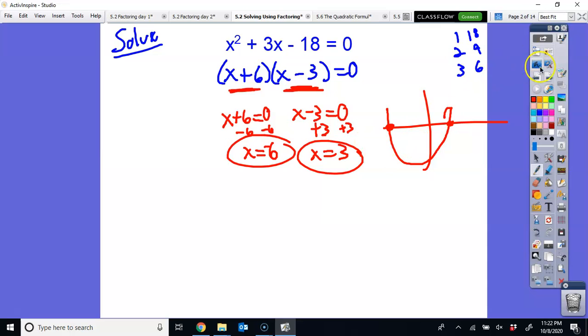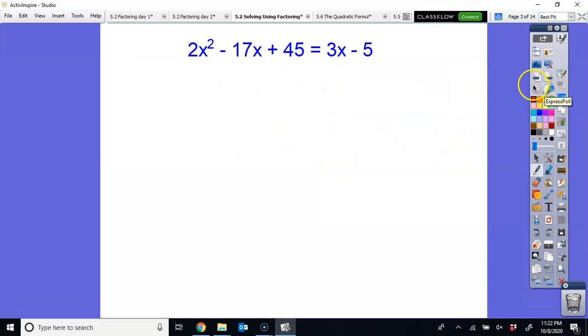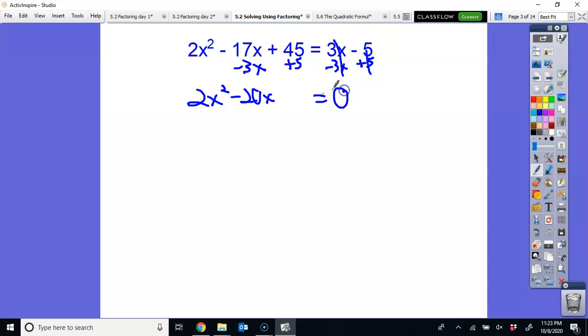Some of you might be thinking, well, Mr. Harrison, what if it's not equal to 0? That's okay. That doesn't change what you do. You still can take this right here and you can subtract the 3x over to this side. That's negative 20x. You can also add the 5 over to this side because that cancels out this, cancels out this. Now it's equal to 0. And 45 plus 5 is 50. Then I can factor this and set the factors to 0.